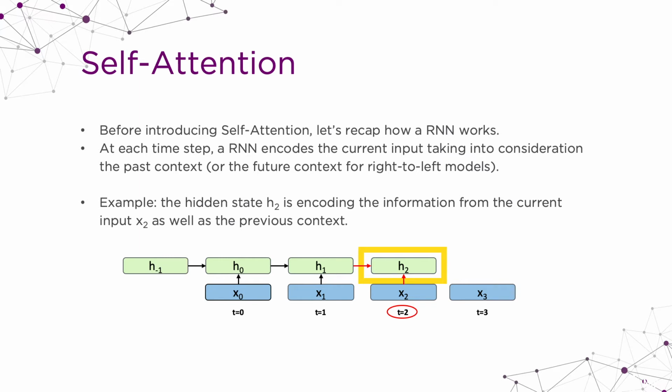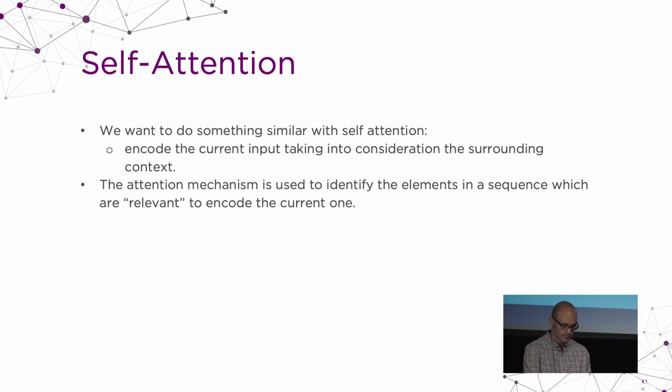And you see that the RNN was able to look only to the past, so only at the information coming from the past and the current element. We'll see that this is not the case with self-attention. Self-attention wants to do the same, but it wants to do this using the idea of attention.